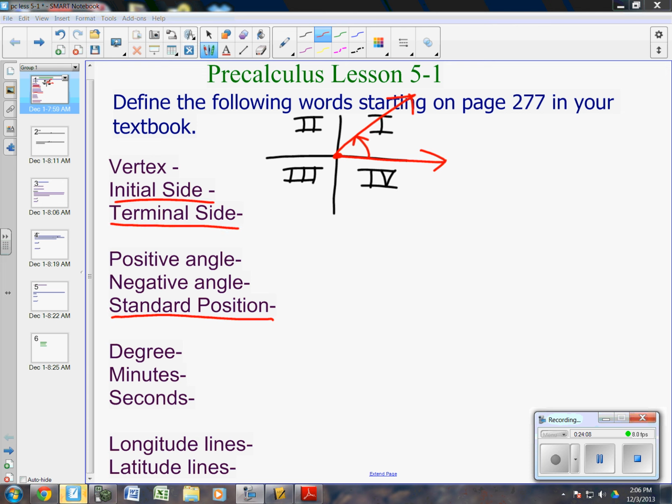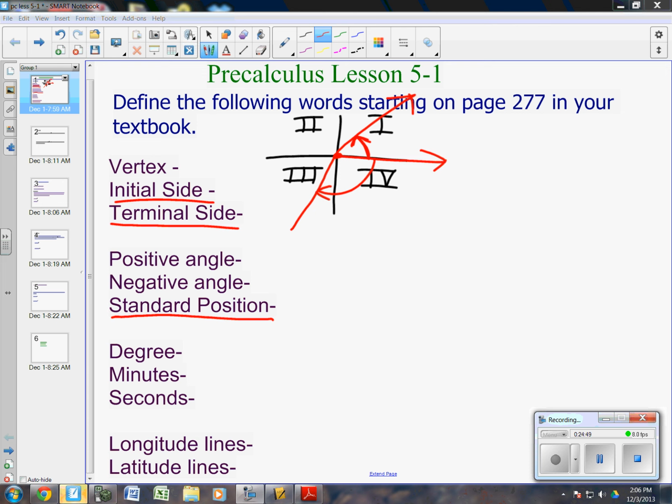Okay, so initial side, terminal side, we got that? Okay, now positive and negative angles. You always start right here with the initial side. Positive angles always go in which direction? Counterclockwise. So going up like this, and this one right here is a positive angle that I have written here. If I go in the clockwise direction, let's say maybe right there, I get a negative angle. Okay? And so clockwise is a negative angle. Any questions about that?